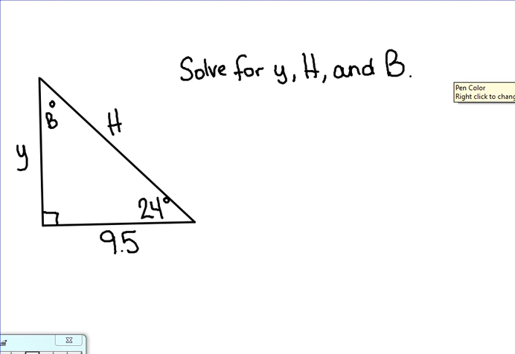We're just going to start off by doing some examples and walking you through these, and hopefully after we do a couple examples, you'll get the hang of it and start to be able to do some on your own. In this triangle, we are solving for y, h, and b.